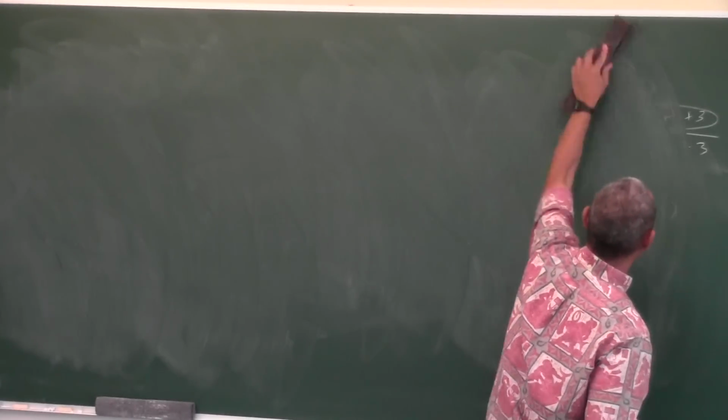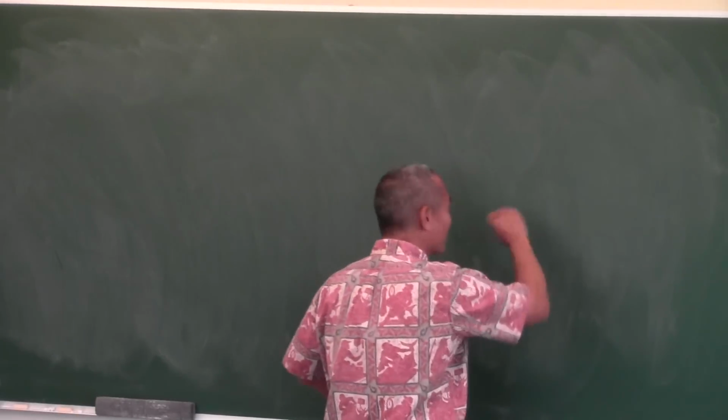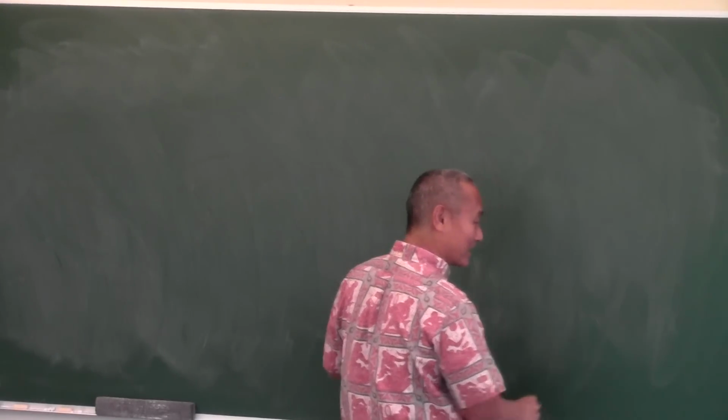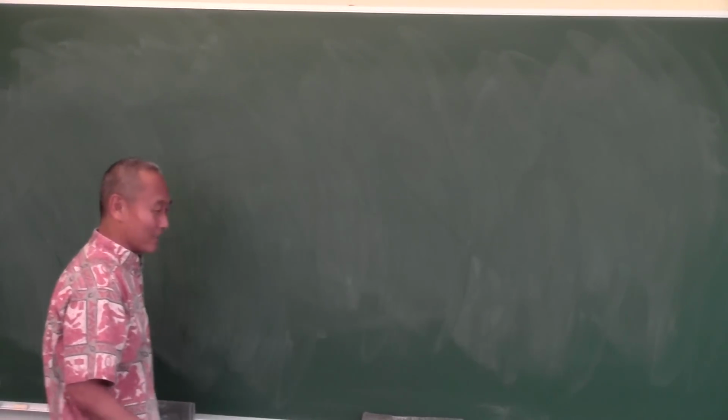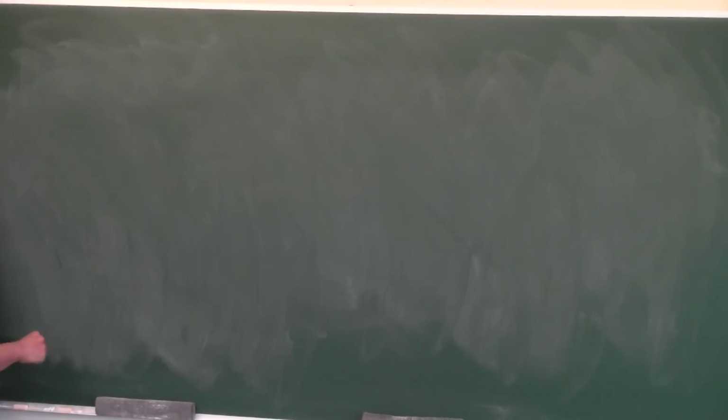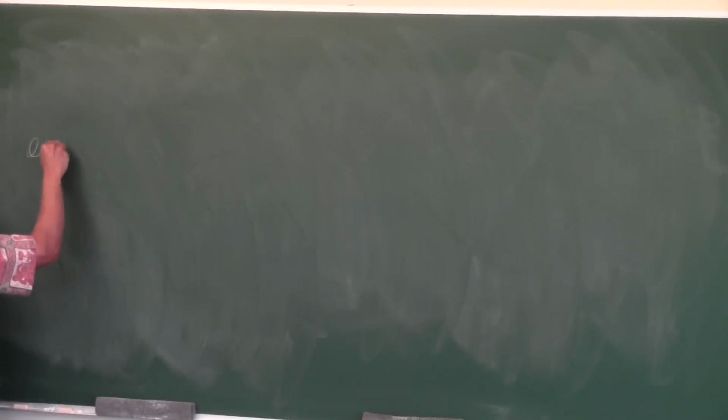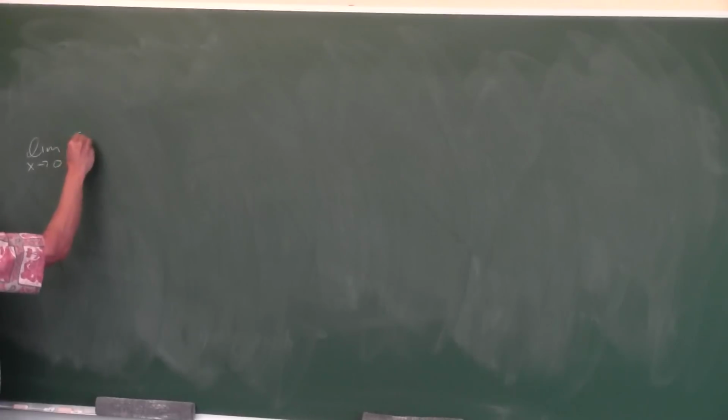Okay, now we are ready to kick things up a notch. These are your basic ones. That's the ones you get in AB calculus, okay? We're not preparing for AB calculus. What's the limit as x approaches 0 of sine x over x?